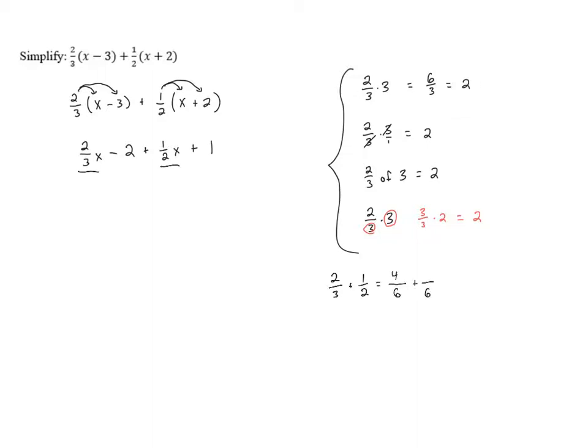2/3 becomes 4/6 because we multiply the bottom and top by 2. 1/2 becomes 3/6 because we multiply the top and bottom by 3. 4/6 plus 3/6 is 7/6. So when we combine the x terms, we get 7/6 x. And then when we combine the constants, -2 plus 1 is -1. So we end up with 7/6 x minus 1 as our final answer.